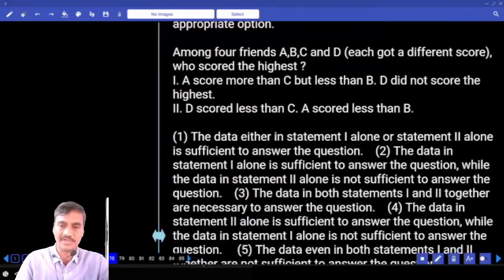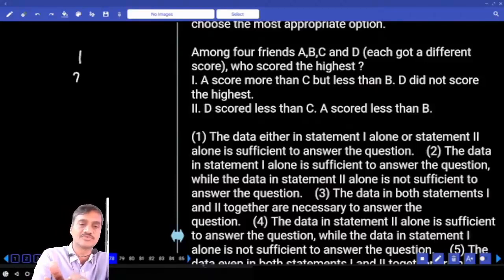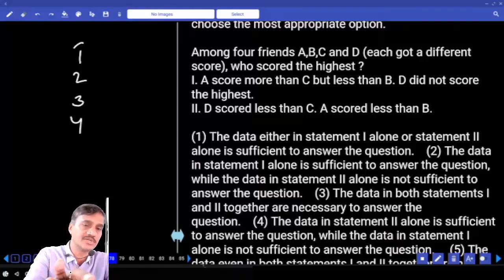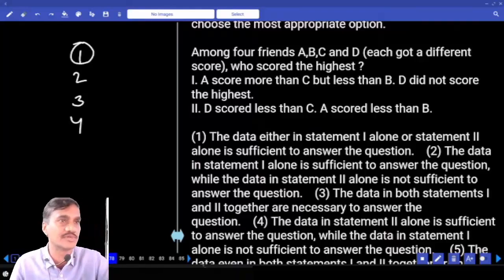Now in this 78, among 4 friends, how many friends we have? 4. And each got a different score. Now who got the highest means? Now we need to identify the person who comes at the first point.